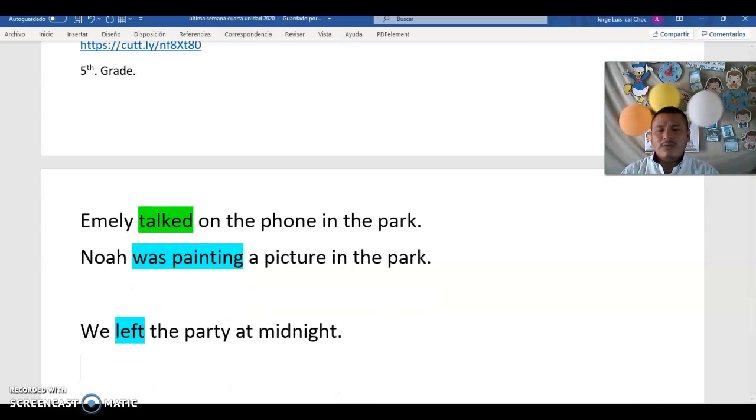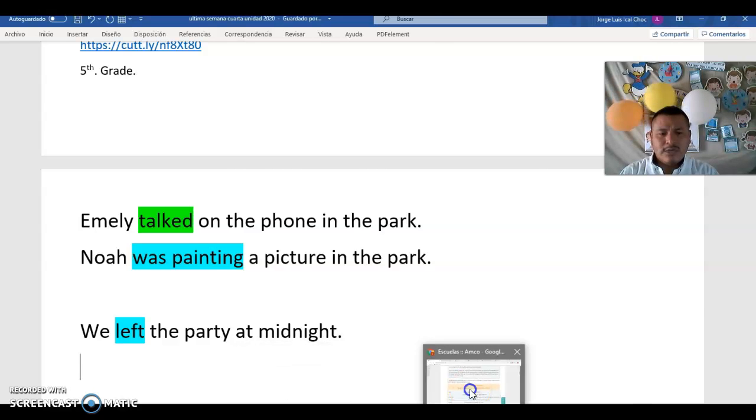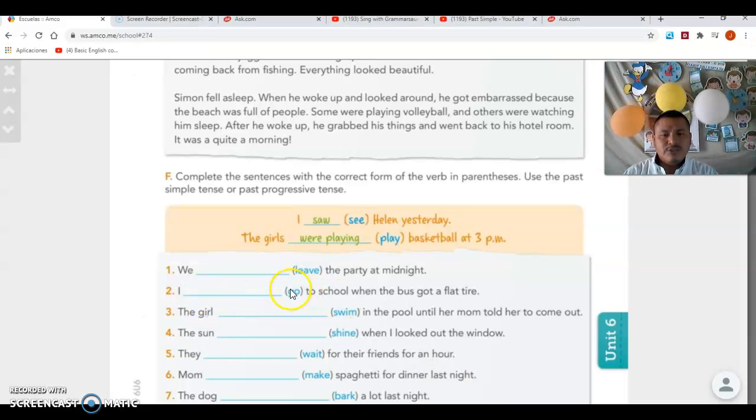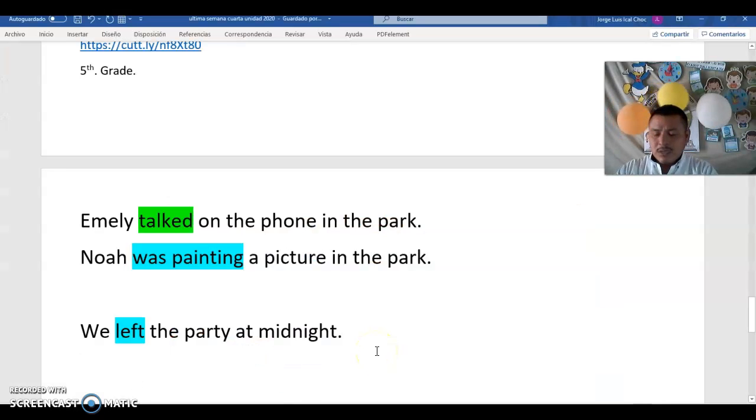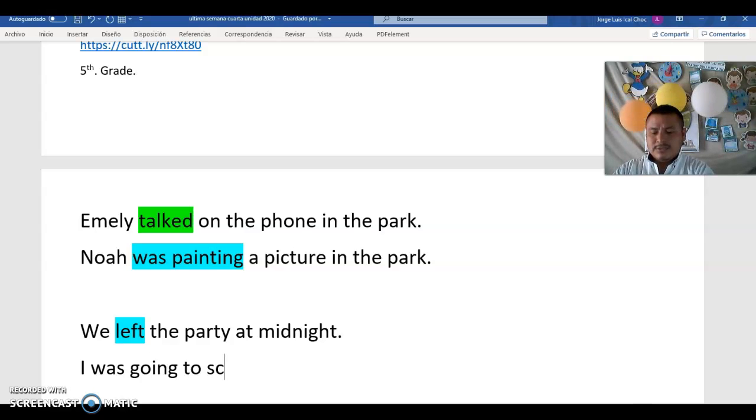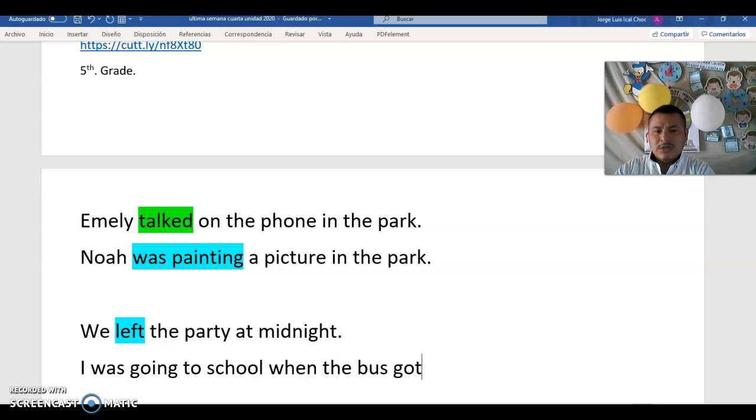Okay, so I'm gonna give you one with past progressive. So which one could be? The number 2. So you see, we need to use the verb go. So what do you think? I remember, was going to school when the bus got a flat tire. Okay, I was going to school when the bus got a flat tire. So I'm gonna give you another one.